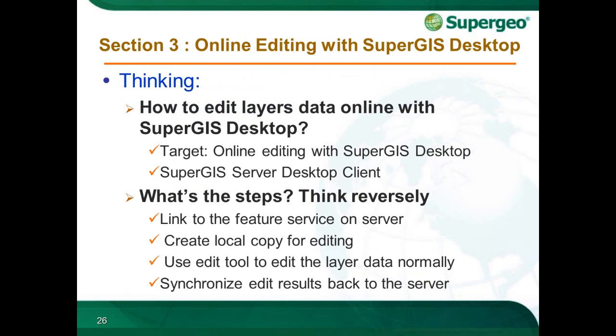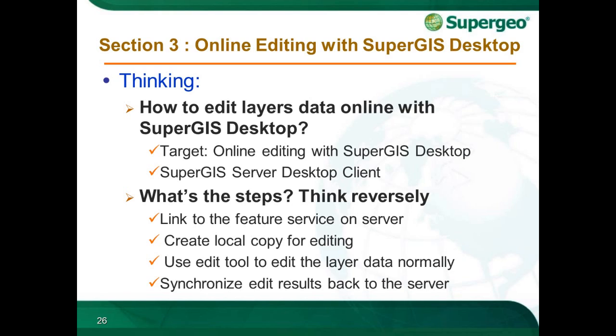Now section 3 is where we're going to do the online editing with the SuperGIS Desktop. So how to edit a layer online with the SuperGIS Desktop? Our target is to do the online editing. We want to do the editing and save all the data back to the server. So the little module we're going to need with the SuperGIS Desktop is the SuperGIS Server Desktop Client. You can simply download it from our website and install it, so your desktop will be allowed to connect to the SuperGIS server.